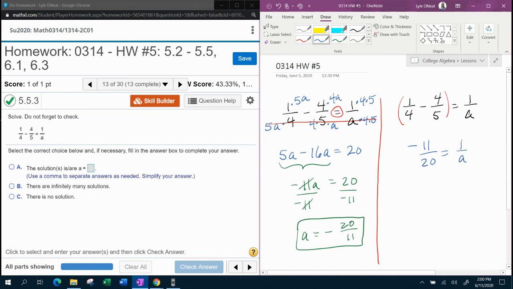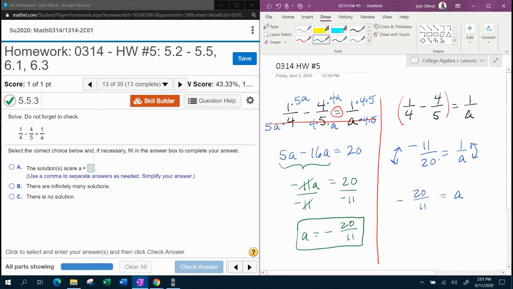equals 1 over a. The other thing that I happen to notice is that this fraction over here, 1 over a, if I were to flip it over, that would make a over 1. But we know that anything over 1 is itself. So by flipping that fraction over, I can get it to where it says a equals, and then I'll be done. But whatever I do to one side, I have to do to the other. So if I flip the 1 over a, I also have to flip the negative 11 over 20. And that's going to be negative 20 over 11.